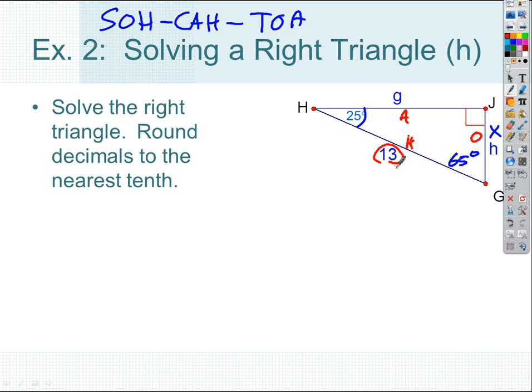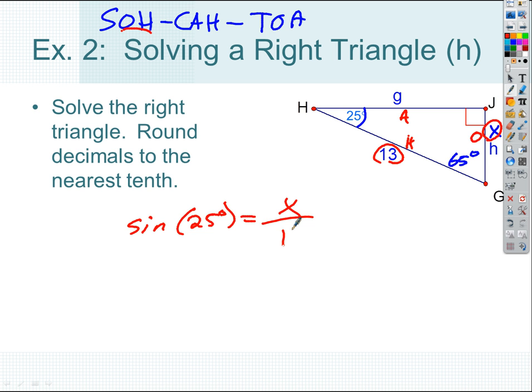So why don't I use the 13 and the x? What trig relationship is that going to be? Everybody see that? It could be sine, because I'm using the O and the H. So I just say sine 25 degrees equals opposite over adjacent. So that's going to be x. I mean opposite over hypotenuse, I'm sorry.